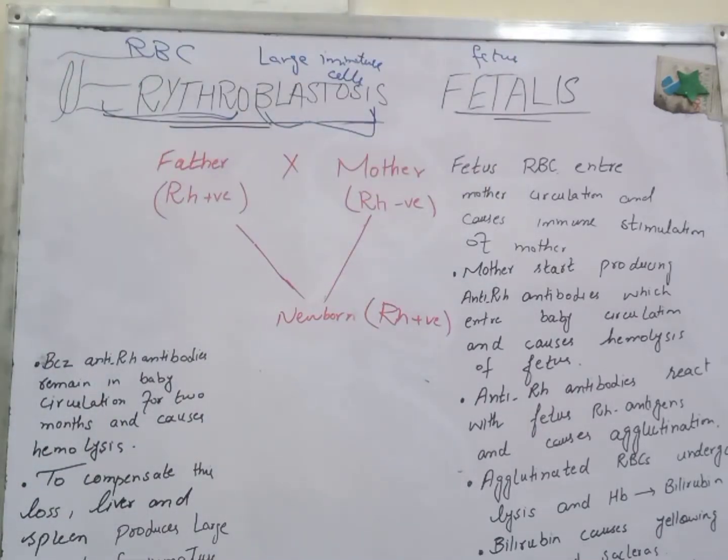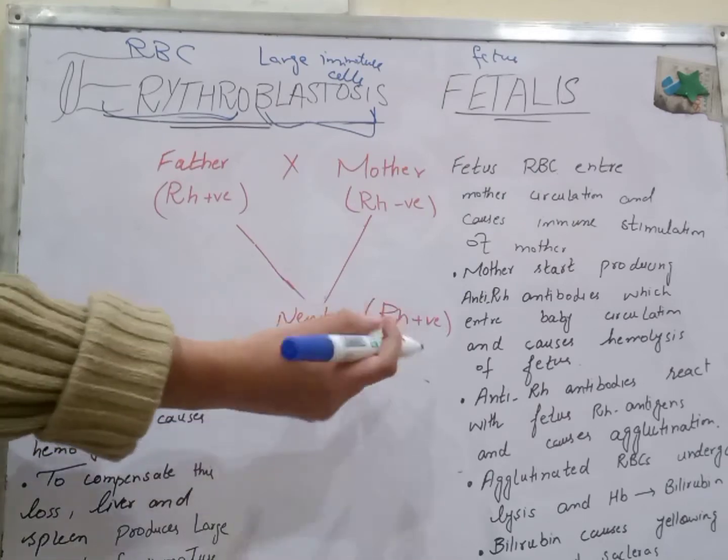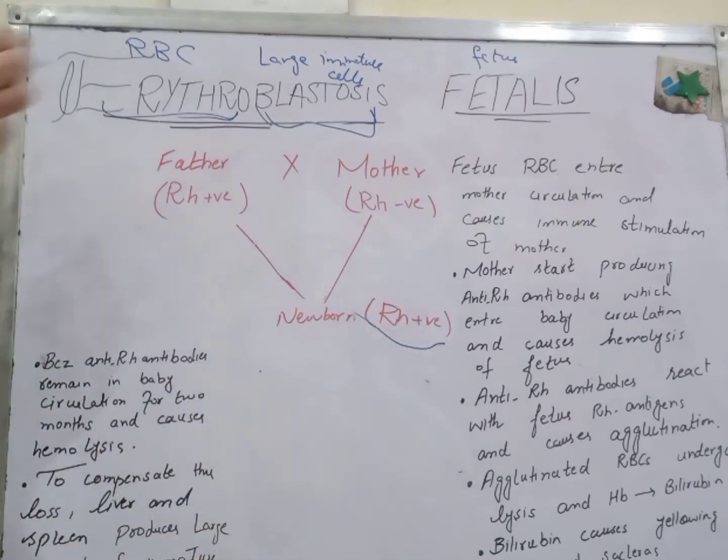Now what is the history before this disease? What are the facts that promote towards erythroblastosis fetalis? So it happens when an Rh negative mother conceives a baby that is Rh positive. Why? Because the father was Rh positive.